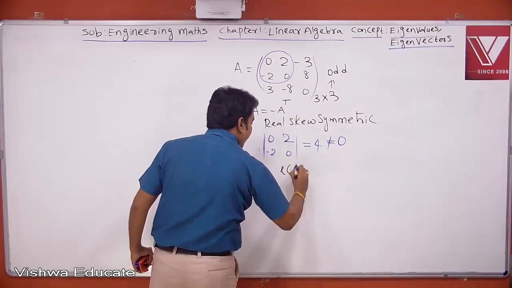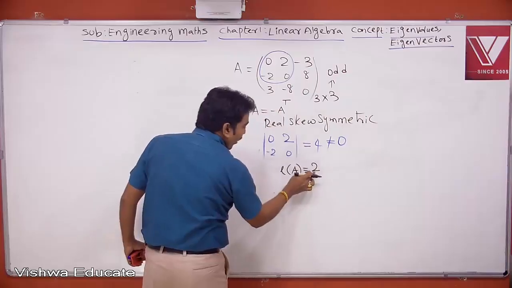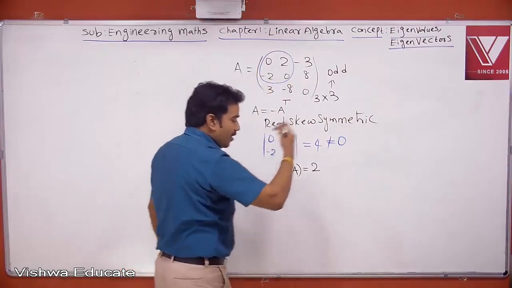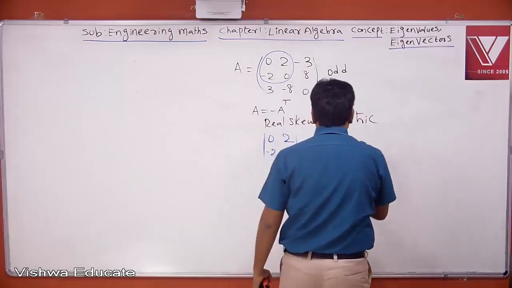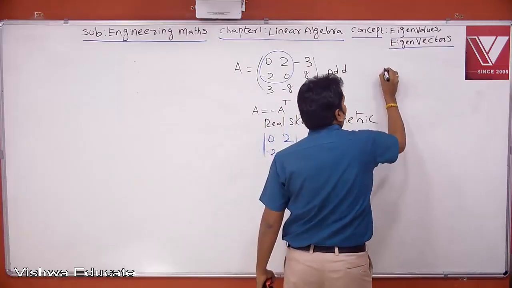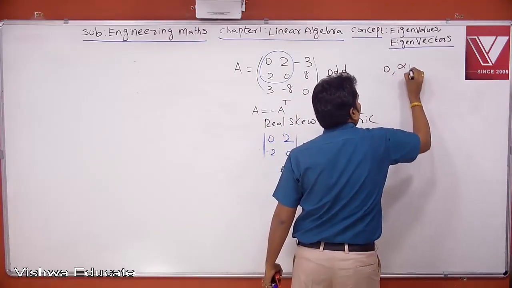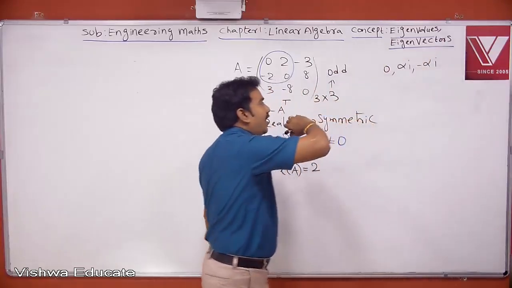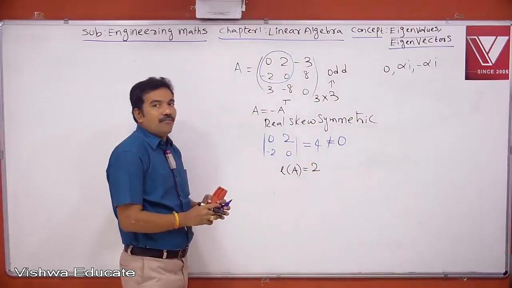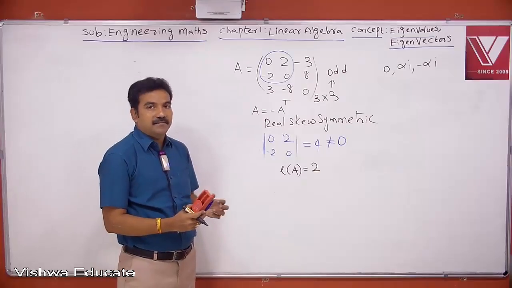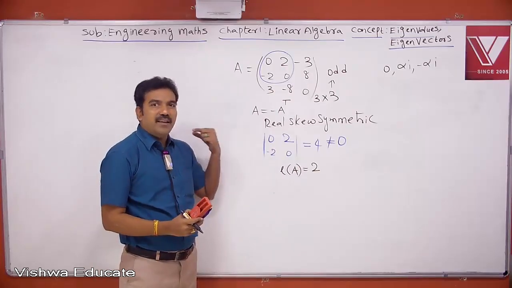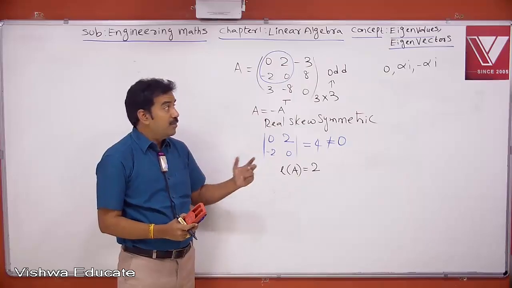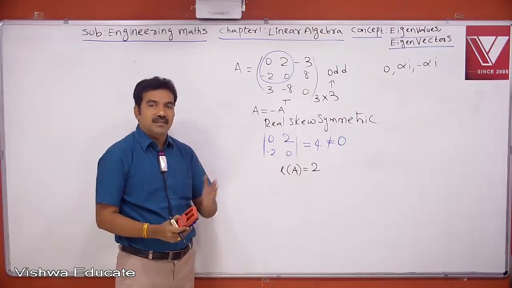Therefore, the rank of this matrix A is 2. Since its rank is 2, it has two non-zero eigenvalues. Therefore, if you want eigenvalues of this matrix structure, one eigenvalue is 0, and the remaining two eigenvalues will be in the form alpha i, minus alpha i. So 0, alpha i, minus alpha i. Therefore, you take any skew symmetric matrix of odd size, eigenvalues will be either 0 or purely imaginary.